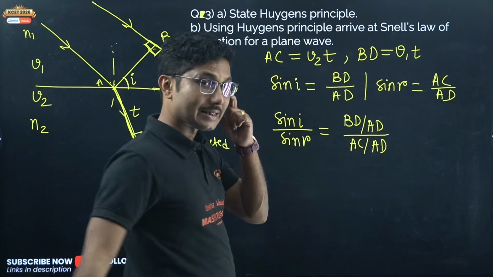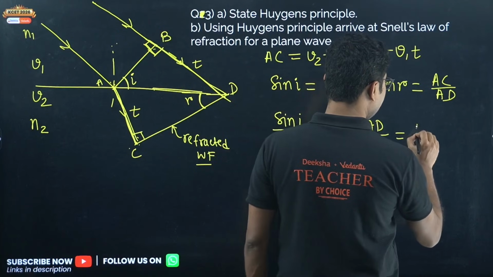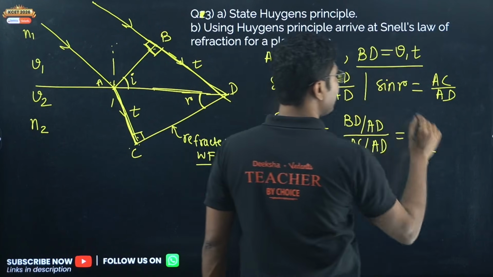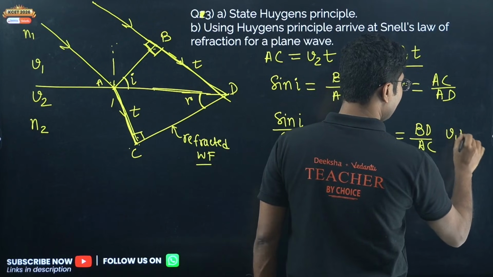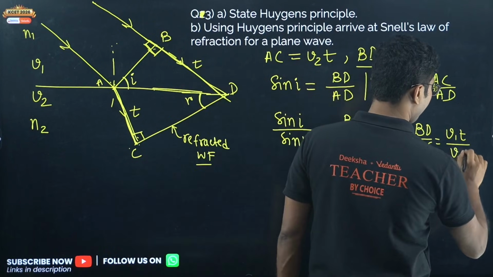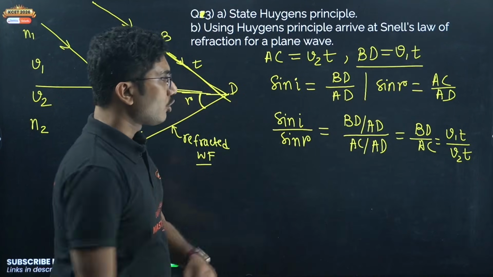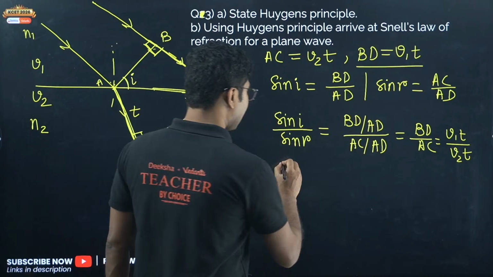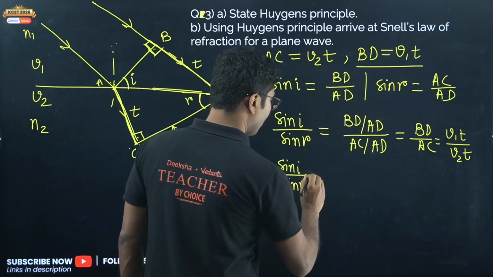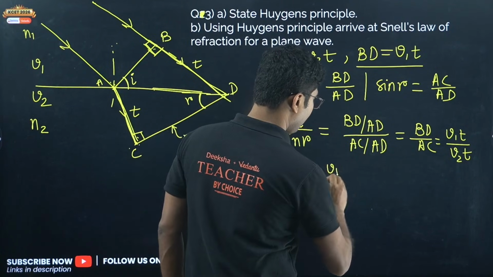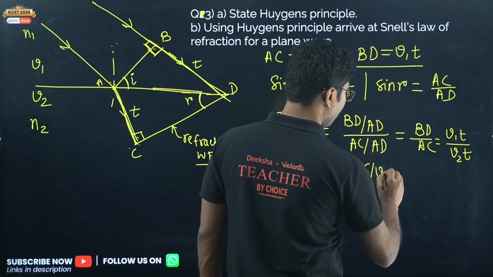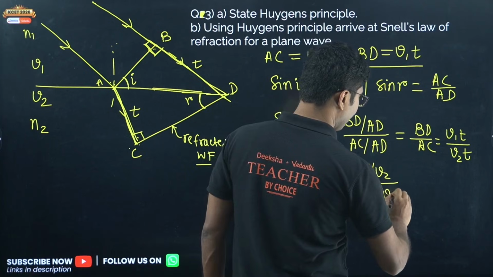Now AD gets cancelled and we get BD upon AC. What is BD? BD is V1 T. What is AC? AC is V2 T. Obviously time gets cancelled and we can write sin I by sin R equals V1 by V2, or we can write this as C by V2 divided by C by V1.